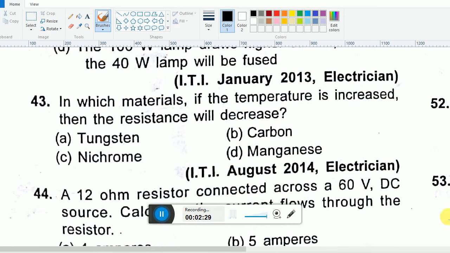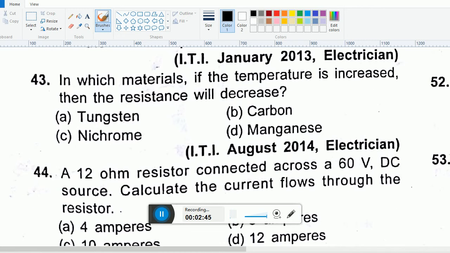Next, in which material, if the temperature increases, will the resistance decrease? The answer is carbon. Carbon is a negative temperature coefficient material, that's why its resistance will decrease when temperature is increased.